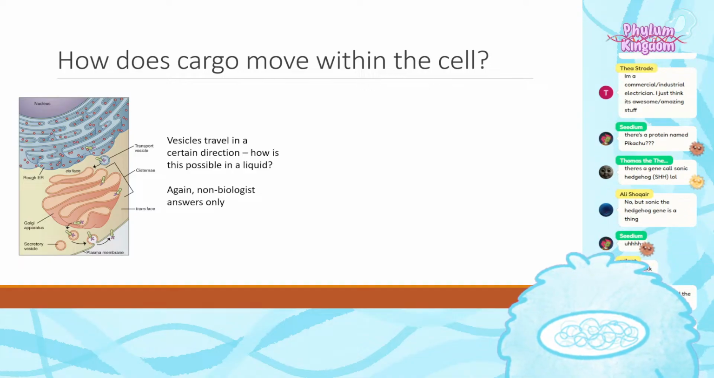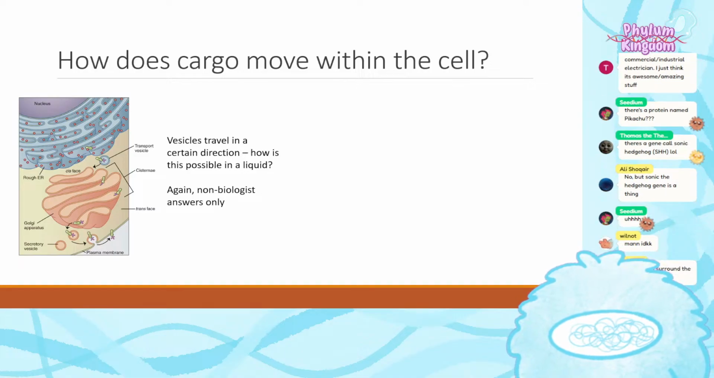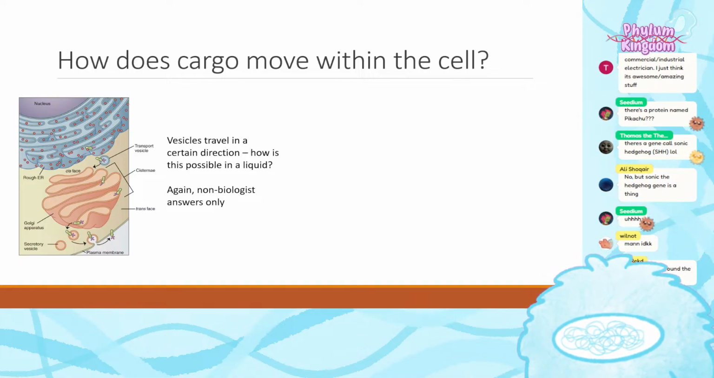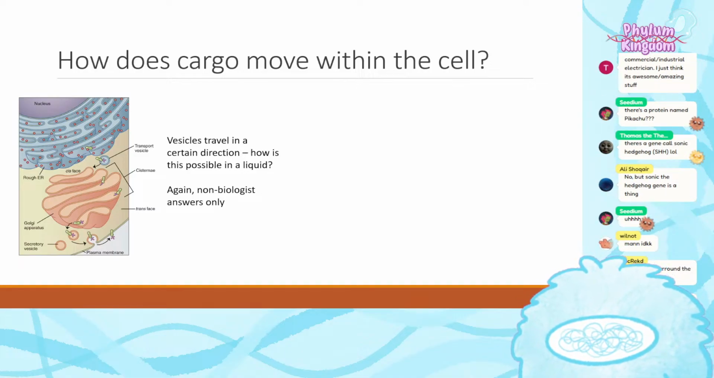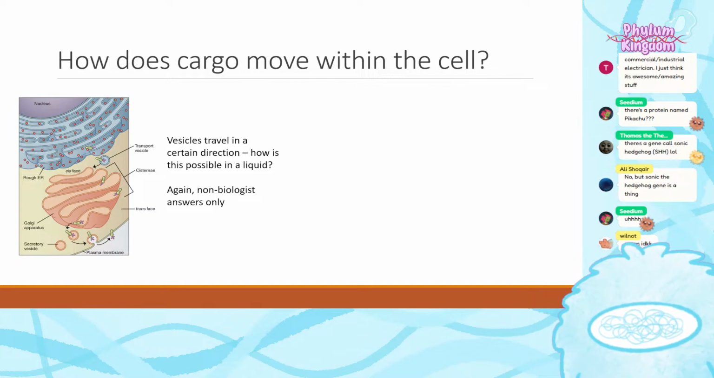So how does this happen? How do we get such precise trafficking in and out of the cell that's not just reliant on Brownian motion? I think it's very, very interesting.